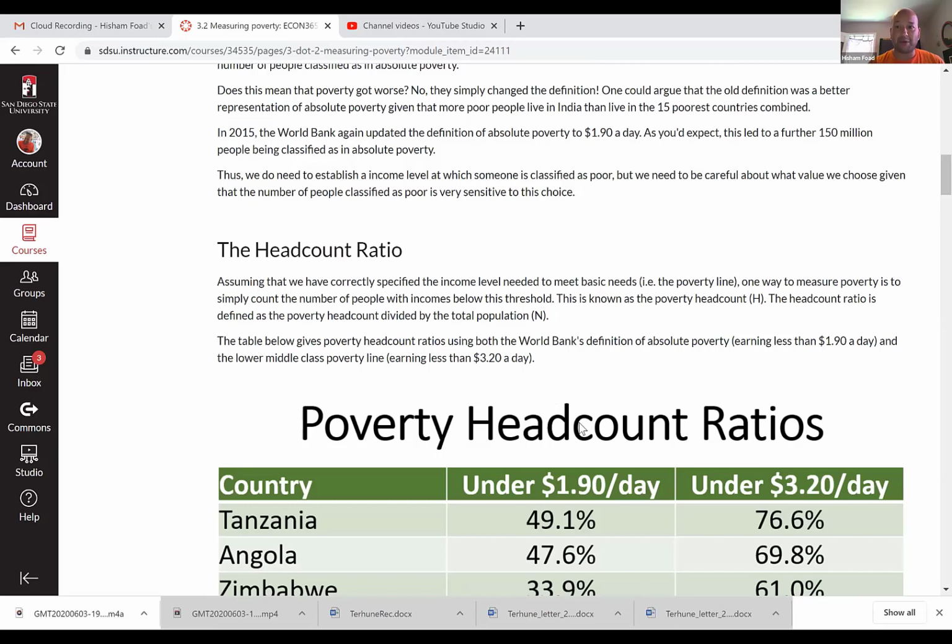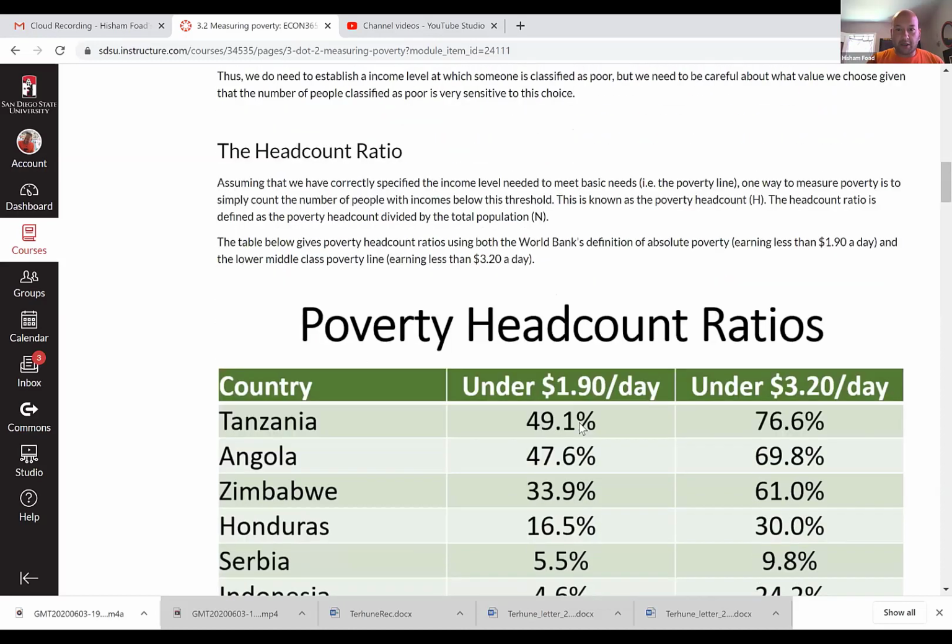If we want to use the absolute poverty line, or use the national definition of the poverty line, which is going to be different in every country. So in the US, for example, it's something like $10,000 a year. And basically, we just count the number of people that are classified as in a state of poverty and divide that by the population. So it's a share of the population that's poor.